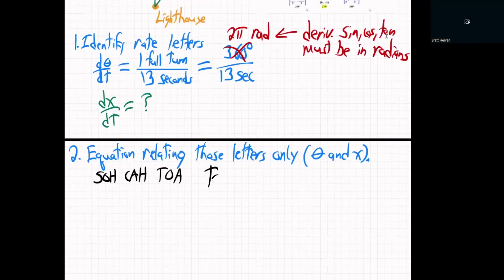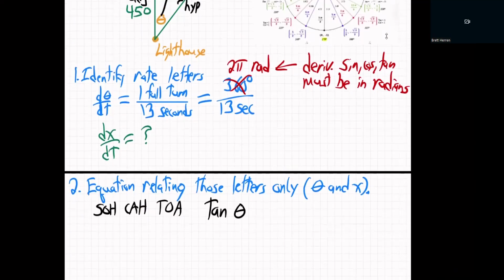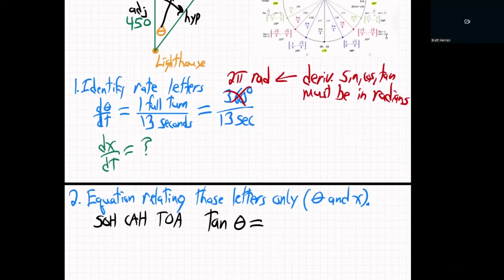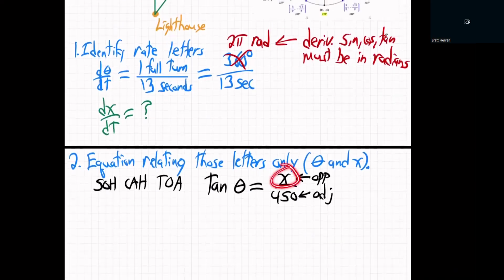So it's tangent of that angle theta equals opposite over adjacent, x over 450. That's opposite over adjacent. Okay, so there it is. And that has only x and theta in it. So that's an equation relating those letters only. Beautiful. All righty then.